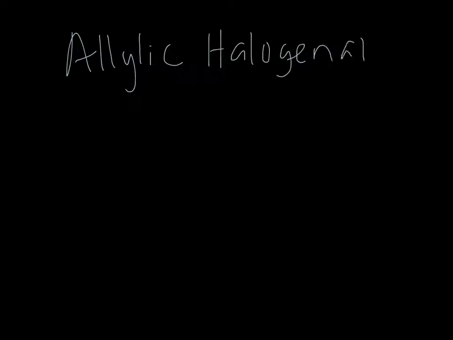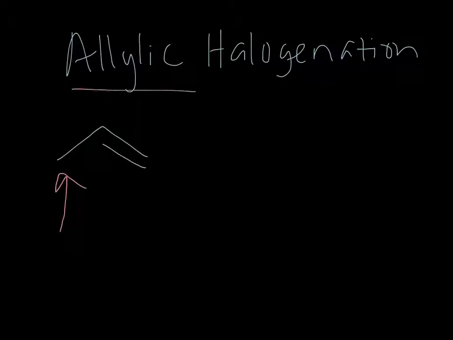In this video, we'll look at allylic halogenation, which proceeds through a radical mechanism and is very similar to the radical halogenation reaction you learned in first semester. In fact, it was the first reaction you learned. So for this reaction, we need to have an allylic position, so a position next to a double bond.